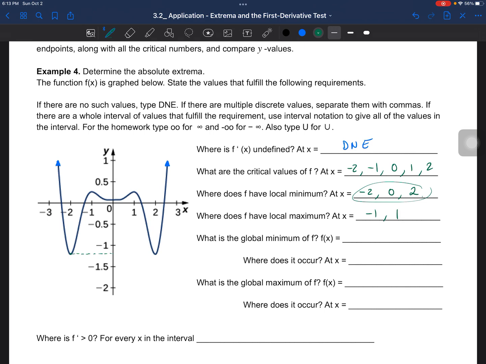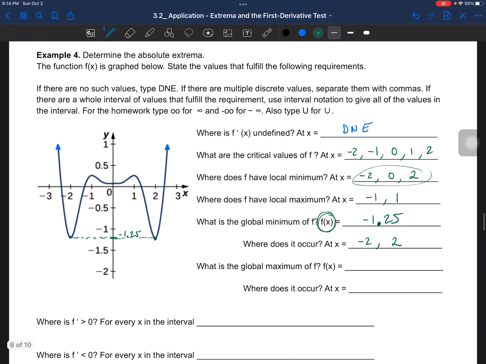What about the global minimum? Well, do we have any global minimum? And yes, we do, right? The global minimum is the actual value of the function. And that happens somewhere in here, right? So that lowest point on the graph. If we see here, that's the lowest point in the graph, and it actually happens somewhere around -1.25, roughly around that area. That's the value of the function. And where does it occur? It occurs actually at two places. It happens at x equals negative 2 and x equals 2.